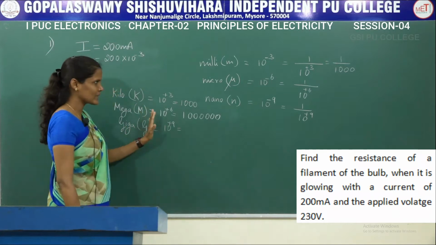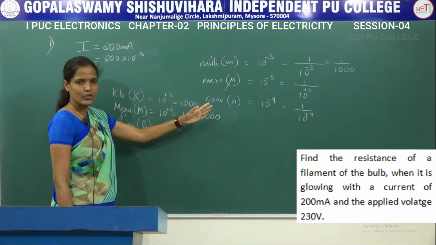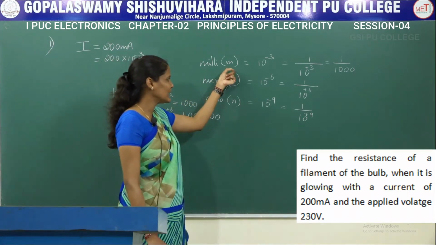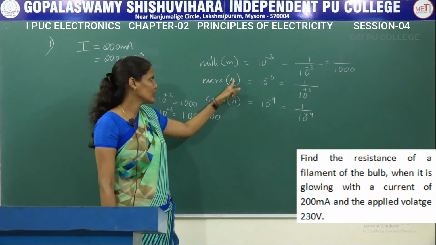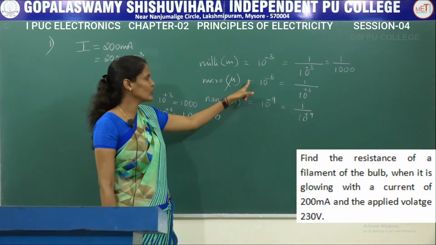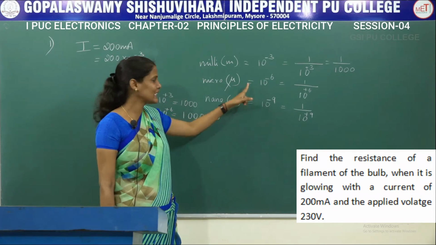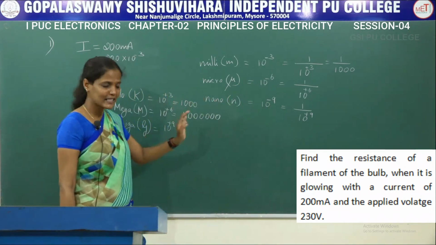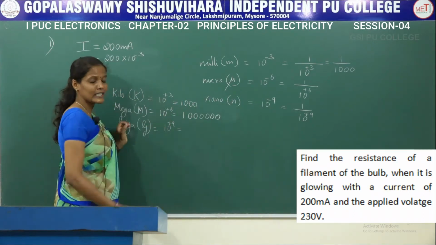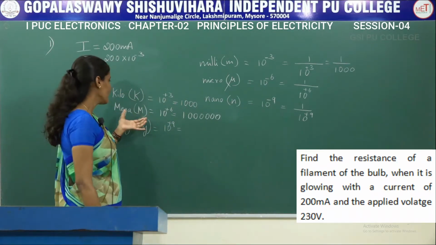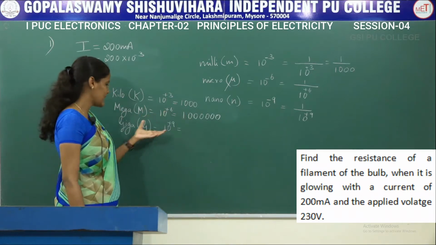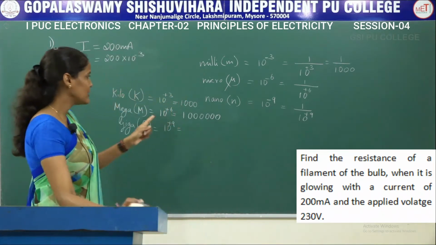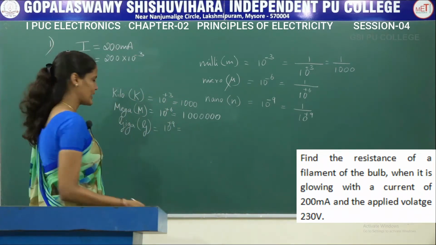So, this is the main difference between milli, micro, nano and kilo, mega and giga. Milli will be denoted by small letter m, micro by this symbol mu whose value is equal to 10 to the power of minus 6, nano small letter n whose value is equal to 10 to the power of minus 9. Kilo is 10 to the power of plus 3, that is 1000, mega 10 to the power of plus 6, giga 10 to the power of plus 9. So, if you know these values correctly then you can solve these problems very easily.